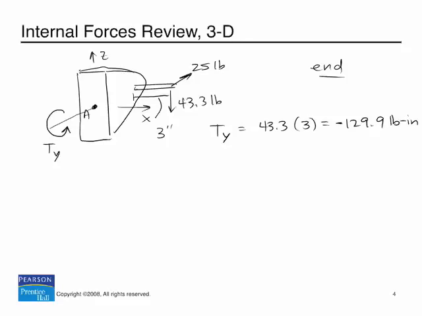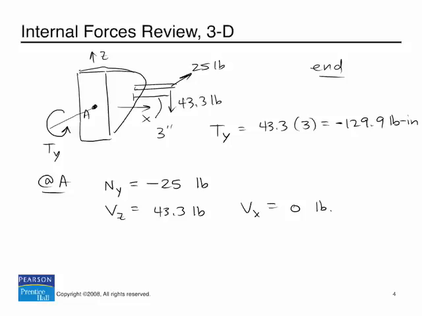Okay, so in summary, at A, we can find out that there is a normal direction force in the y direction, and that's 25 pounds, and in fact it's oriented in the negative y direction. We found that there was a shear force Vz, and that shear force was 43.3 pounds. It was positive in the positive z direction. We found out that the shear in the x direction, Vx, was 0 because there's no externally applied load in the x direction.